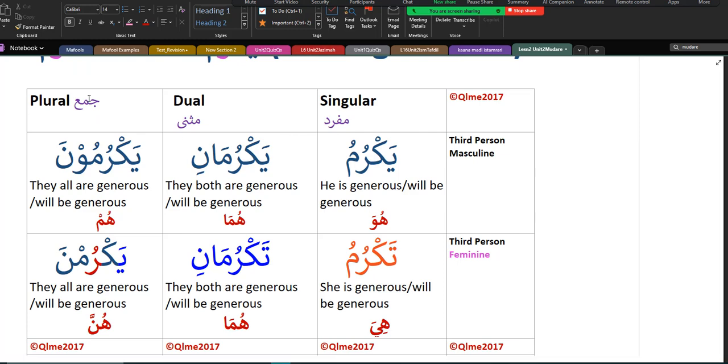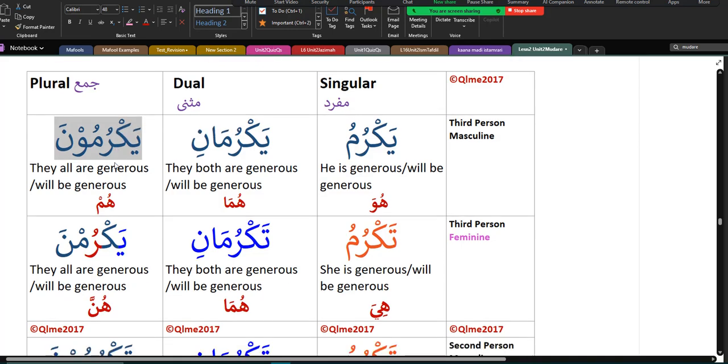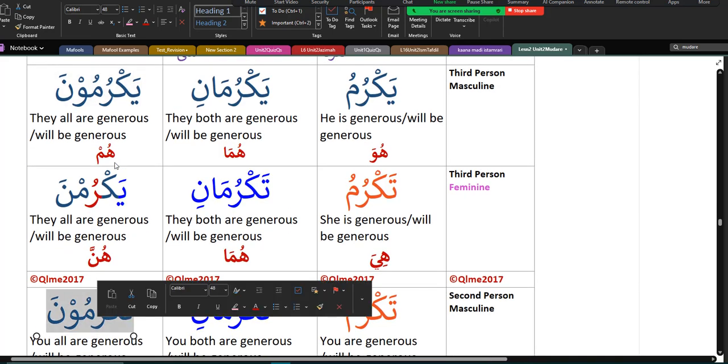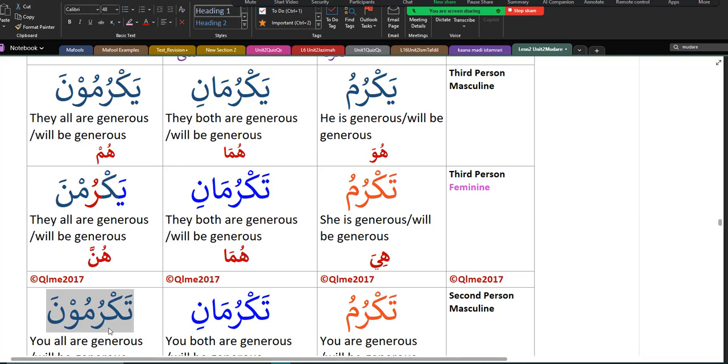What is "for you"? It's yakrumuna, and it's going to be takrumuna, the same thing. If it is yakrumuna for the masculine 3rd person, for the 2nd person masculine it's takrumuna. It will start with the ta. The same thing, this ta. Anta takrumina, antuma takrumani, the same.